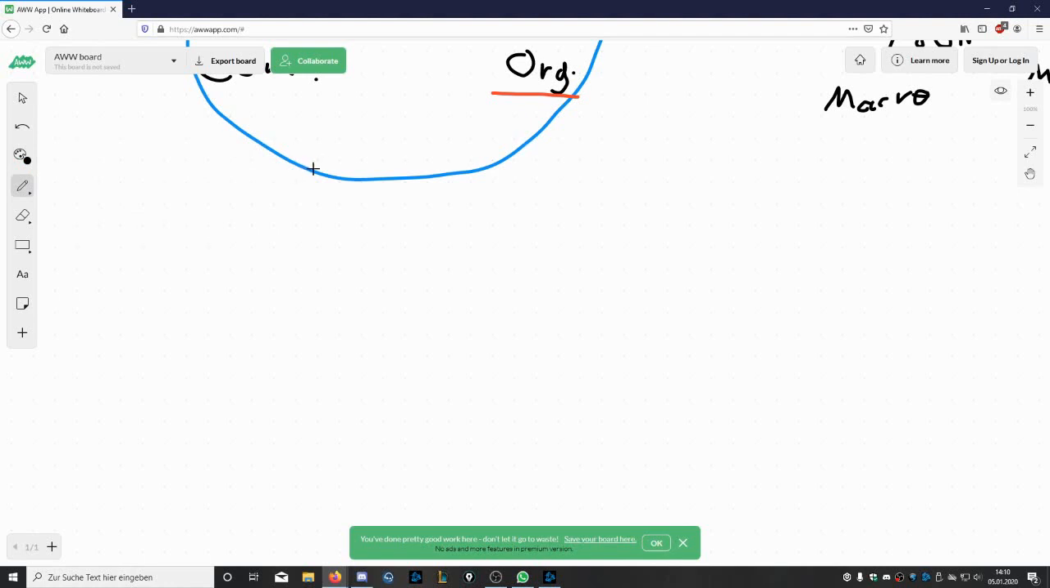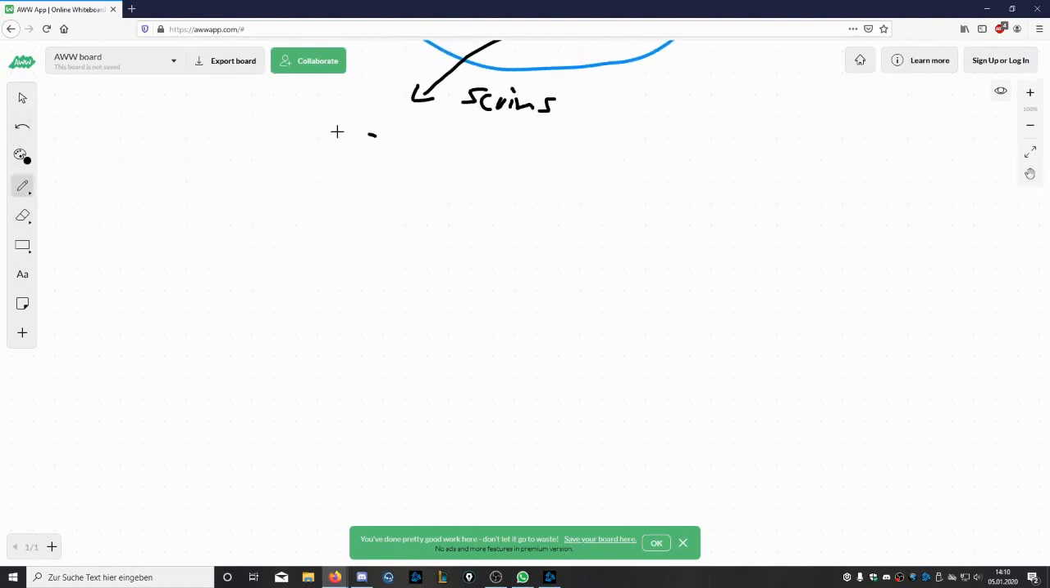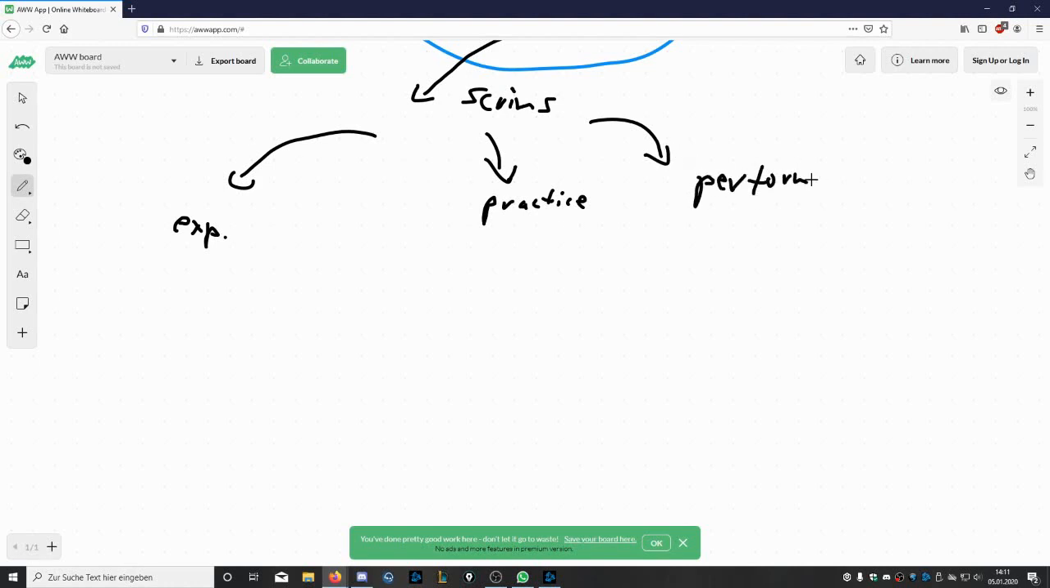So let's talk a bit about scrims. There are three different types of scrims. You have the experimental scrim, you have the practice scrim, and you have the performance scrim. So what's the difference? The experimental scrim is obviously to experiment with different strategies, compositions, or anything like this.